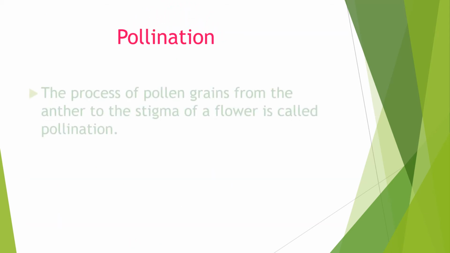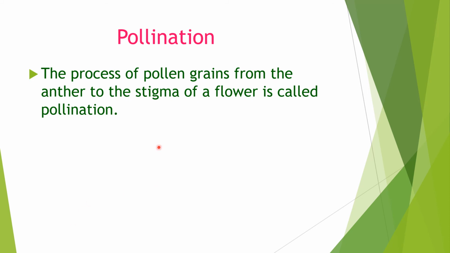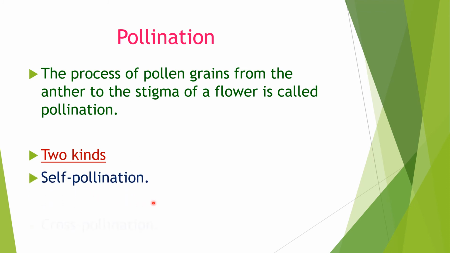Pollination. This is the process of reproduction. The transfer of pollen grains from the anther to the stigma of a flower is called pollination. Pollination is of two types, self-pollination and cross-pollination.